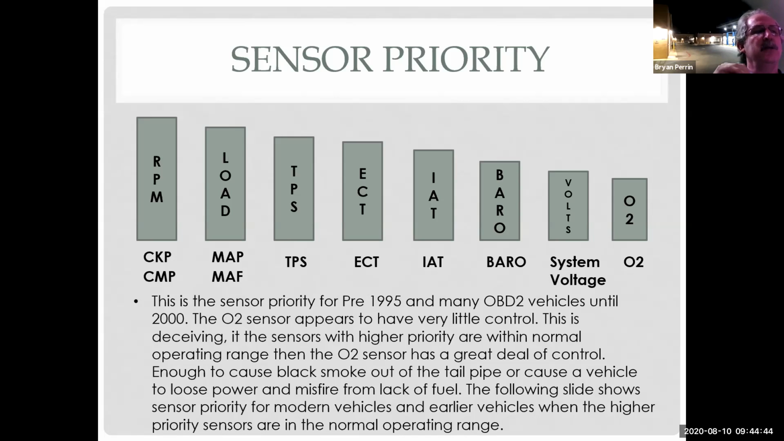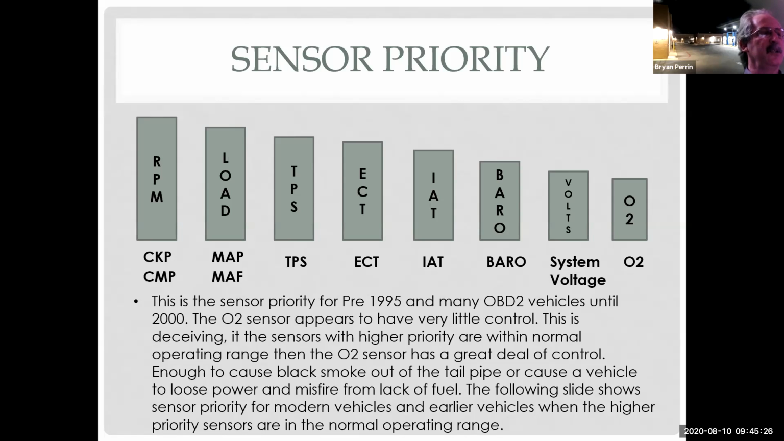What we found is that on these early vehicles, if all the other sensors are in normal operating range, it believes anything the O2 sensor has to tell it. However, if these other sensors are out of normal operating range, it'll believe them over the O2. It will not give the O2 sensor necessarily the ability to override it. And this really changed with OBD2. So the O2 sensor appears to have very little control. This is deceiving. If the sensors with higher priority are within normal operating range, then the O2 sensor has a great deal of control, enough to cause black smoke out the tailpipe or cause a vehicle to lose power and misfire from lack of fuel.